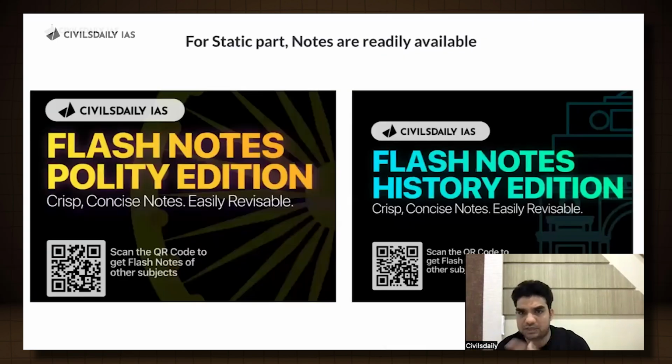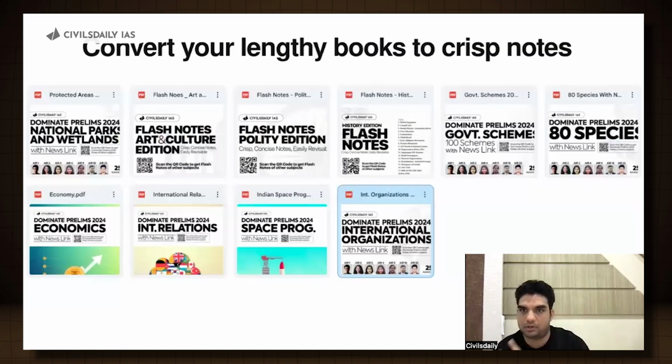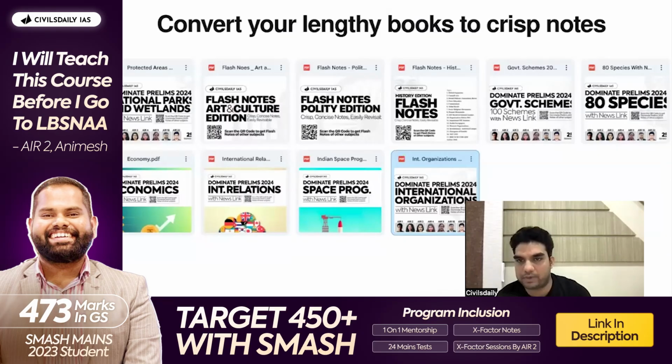There are flash notes. These are all freely available, by the way. Just wait for 10 seconds. You can scan, you can just download. It's on the website also. You can download all the static flash notes. If you are in ORN, you can walk to any printout shop and you'll be able to get flash notes there.